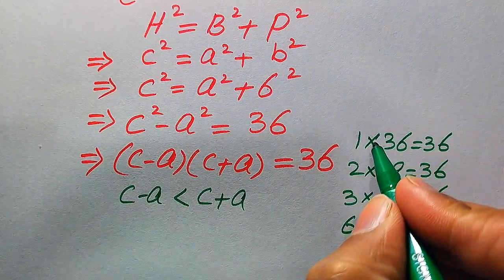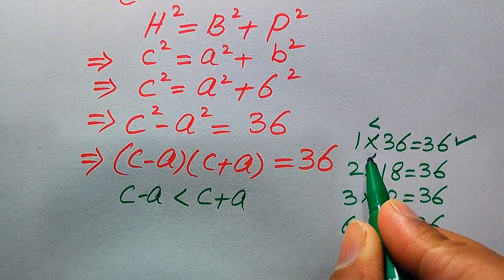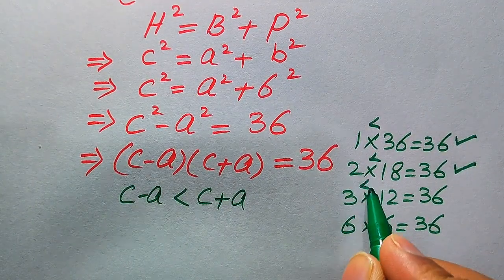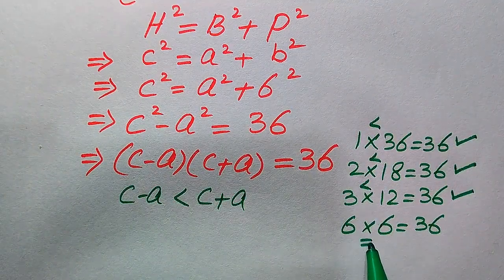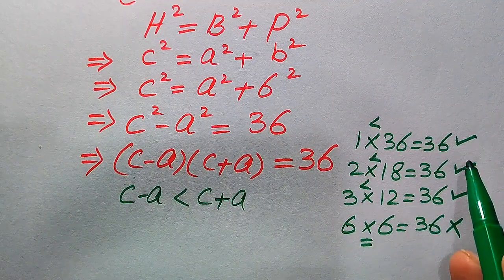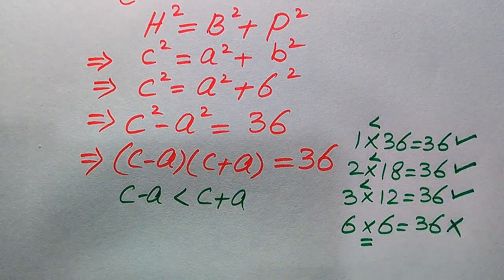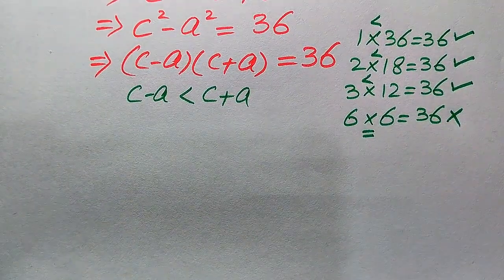Here 1 is less than 36, so we choose this option, and 2 is less than 18, we choose this option. From here 3 is less than 12, we choose this option, but from here we have 6 equals 6, so we reject this option. So these are the three cases, and we find the values of a and c by using these three cases.